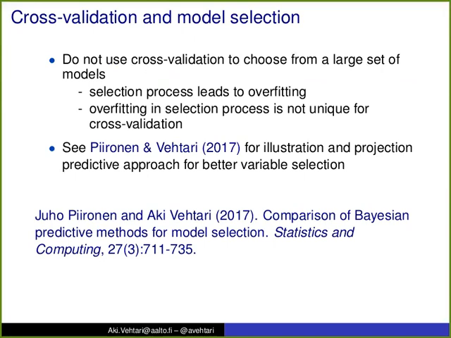It's good to remember that we should not use cross-validation to choose from a very large set of models. Cross-validation is fine when we have a small number of models and most of the time we can see that the differences are big. If the differences are small, we might prefer model averaging. But if we have a large set of models, there's likely too much uncertainty, and then the selection process leads to overfitting. This overfitting in the selection process is not unique to cross-validation, so not to worry there. But you can see our other paper for illustration and the projection predictive approach for better variable selection in the case of a large number of models.